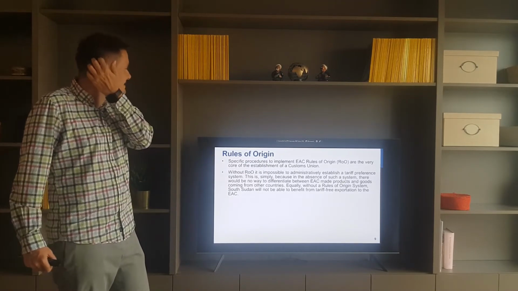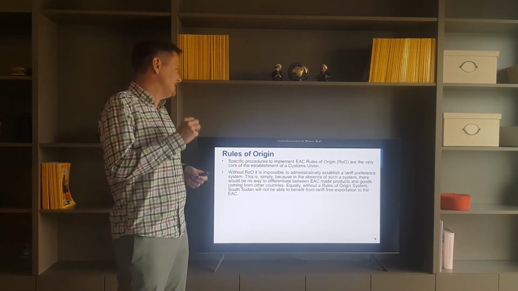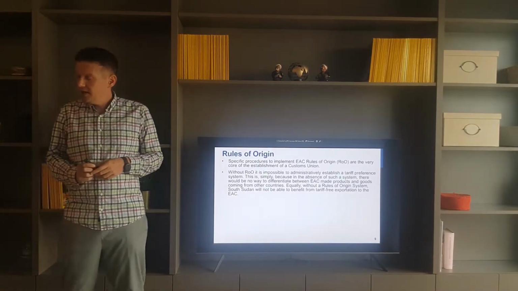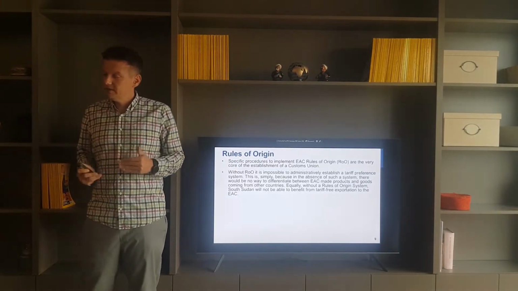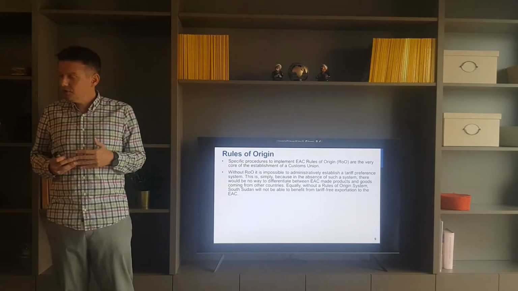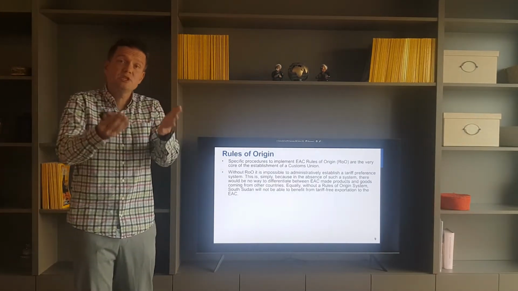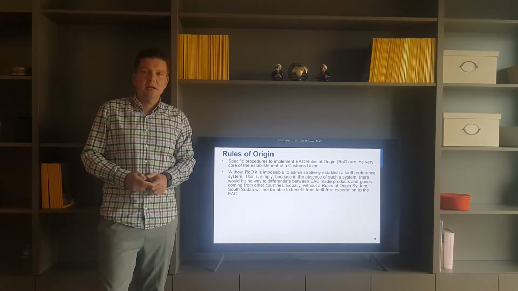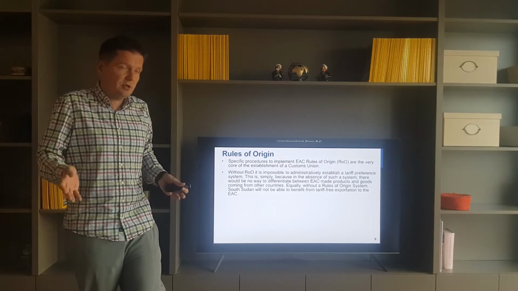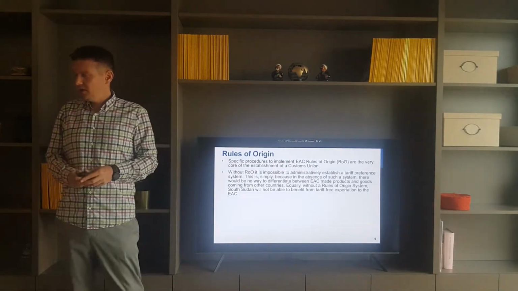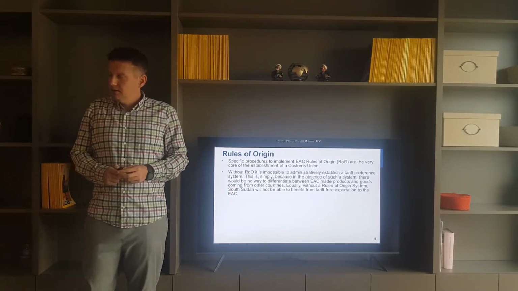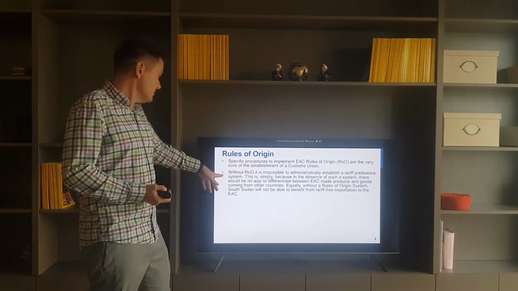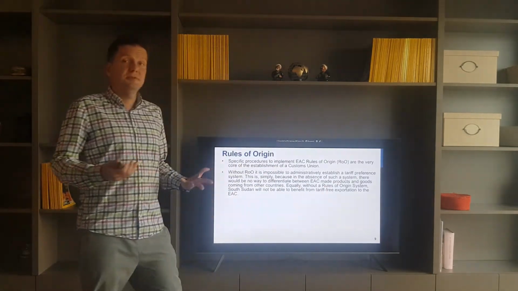Without rules of origin, it is impossible to administratively establish a tariff preference system. This is quite important, simply because in the absence of such a system, there will be no way to differentiate between EAC-made products and goods coming from other countries. And since we want to apply different tariffs for EAC goods and goods coming from other countries, we need to implement what is called a system of rules of origin. Okay? Equally, without a system of rules of origin, South Sudan will not be able to benefit from tariff-free exportation.